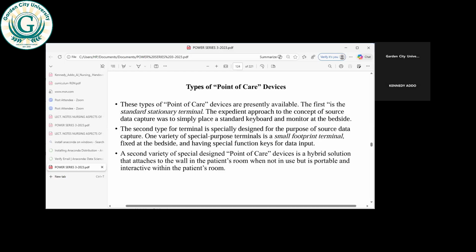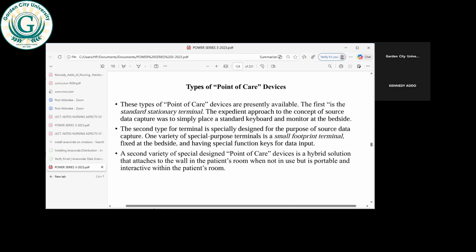So the first one is standard stationary terminal. The expedient approach to the concept of source data capture was simply to place a standard keyboard and monitor at the bedside. So you have a standard keyboard and a monitor at the bedside. I think the next slide or the next two will depict or confirm standard stationary terminal.